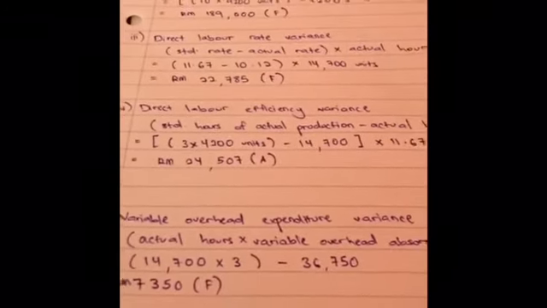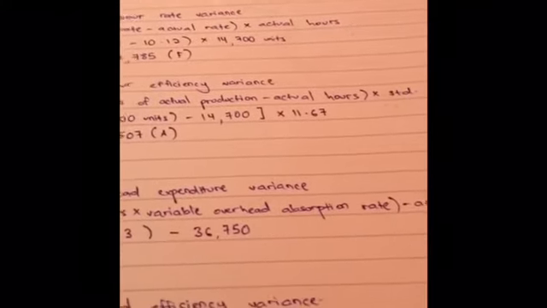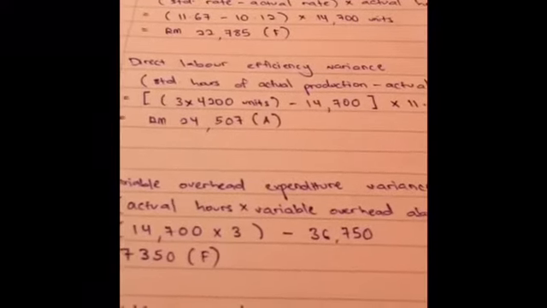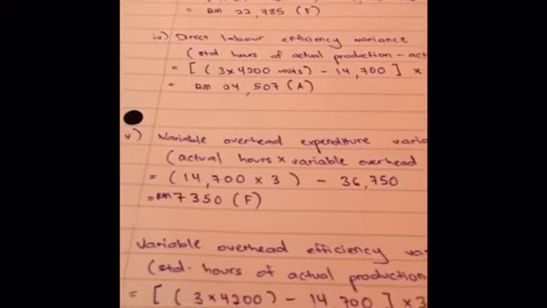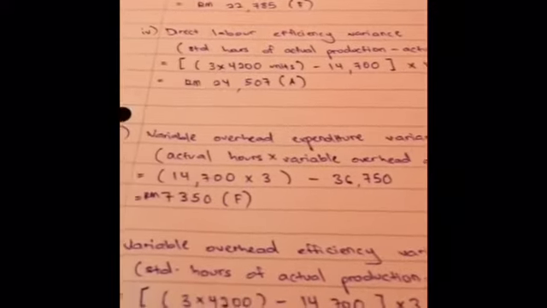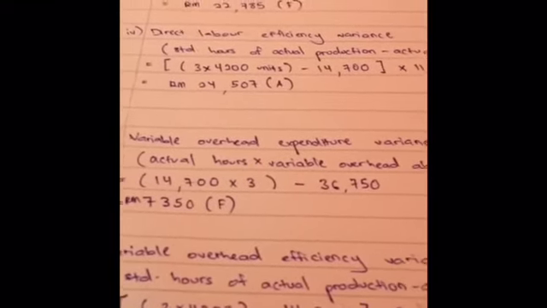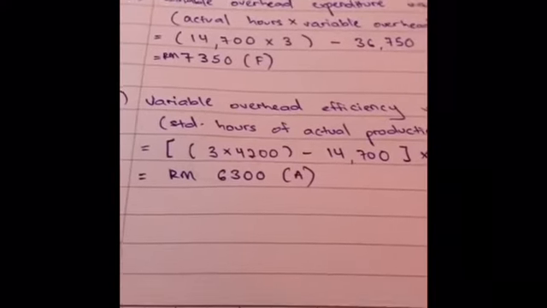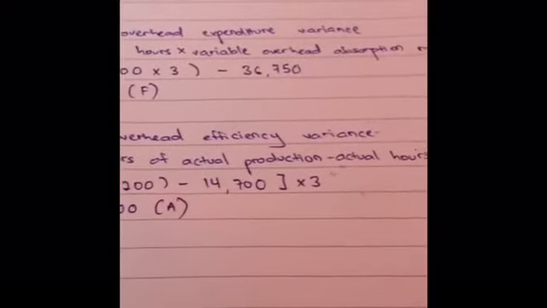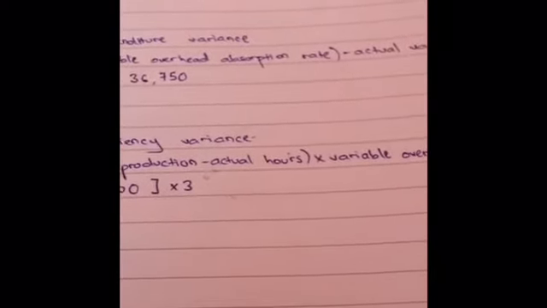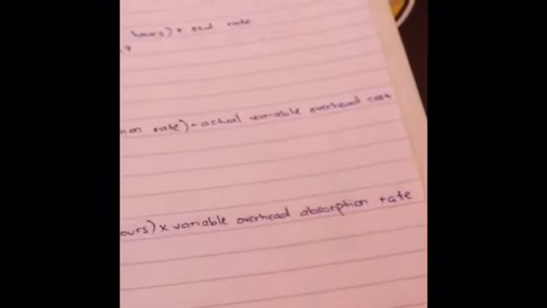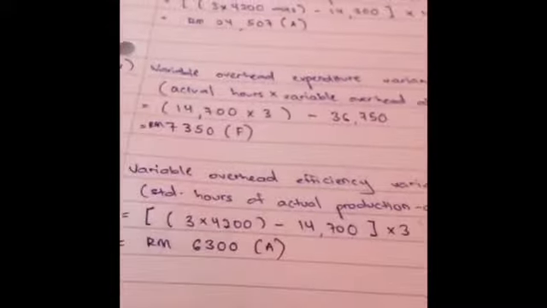Number 4, direct labor efficiency variance. The formula is standard hours of actual production minus actual hours times standard rate. The answer is 24,507 ringgit adverse. Question number 5, variable overhead expenditure variance. The formula is actual hours times variable overhead. Question number 6 is variable overhead efficiency variance. The formula is standard hours of actual production minus actual hours times variable overhead absorption rate. The answer is 6,300 ringgit adverse.